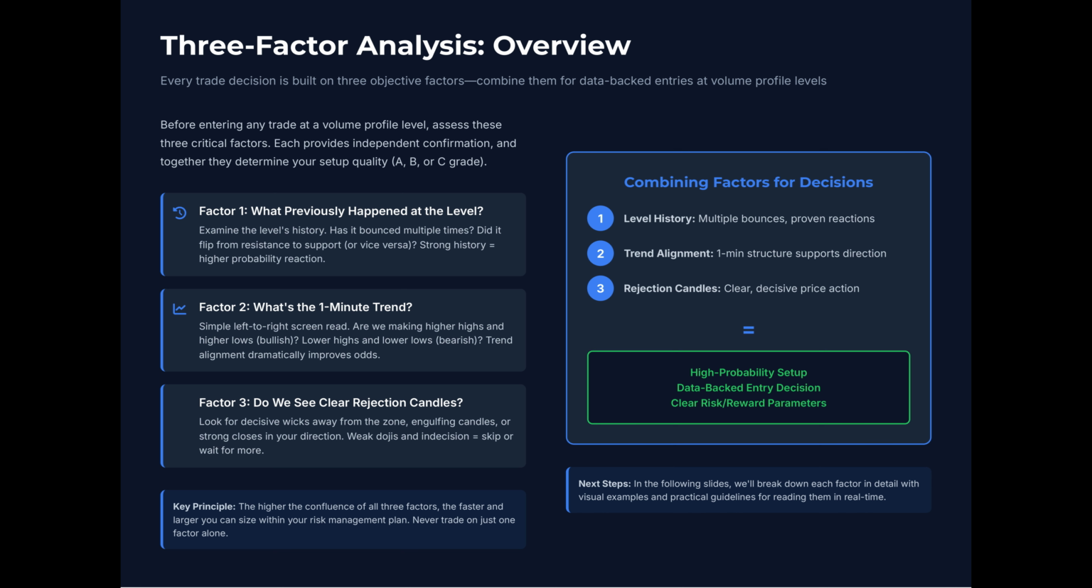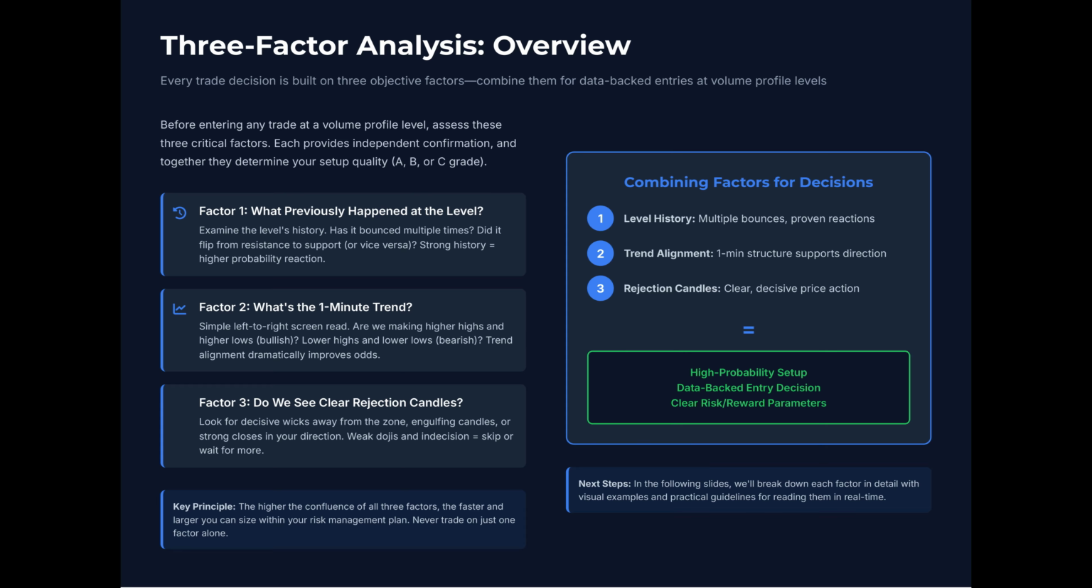Factor 2, trend definition. Where price is moving on your 1-minute chart relative to your intended trade direction. Are you trading with the micro trend or against it? This factor determines whether the momentum is on your side or working against you. Factor 3, rejection candles. What price action is telling you right now at the level? Is there a strong bullish pin bar with a long lower wick, a bearish engulfing candle with conviction, or just a weak doji with no commitment? This factor measures real-time market participation.